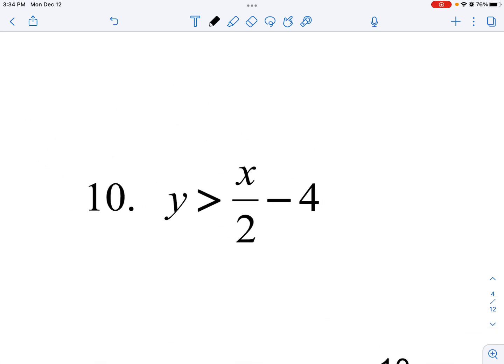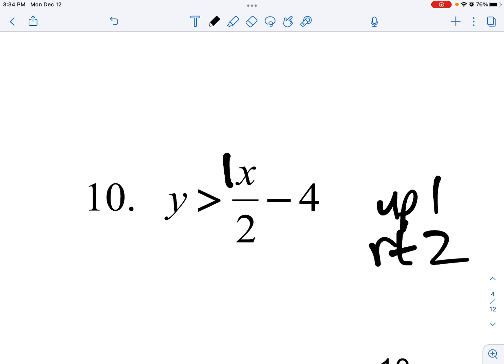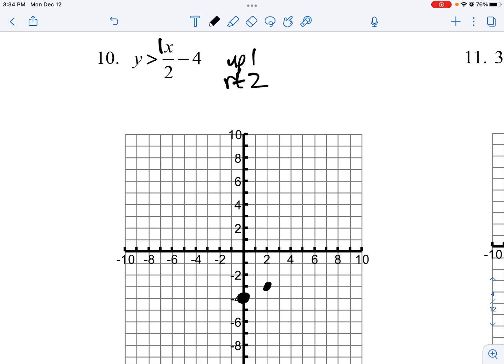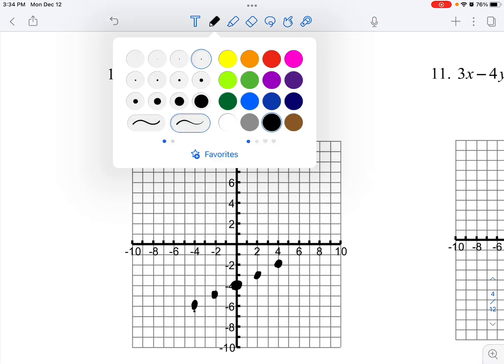Let's see, the x, you can put a 1 with it if it helps you. It's 1x. And that means up 1 and right 2 because both of those numbers are positive. So I'm going to do that. Up 1, right 2, up 1, right 2. Could also go down 1, left 2. There's my line.